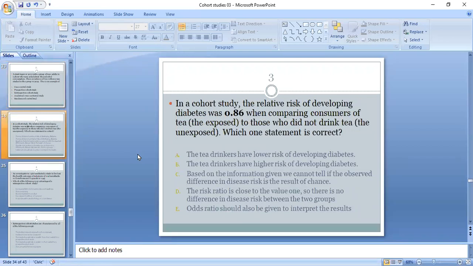Third MCQ: in a cohort study, the relative risk for developing diabetes was 0.86.